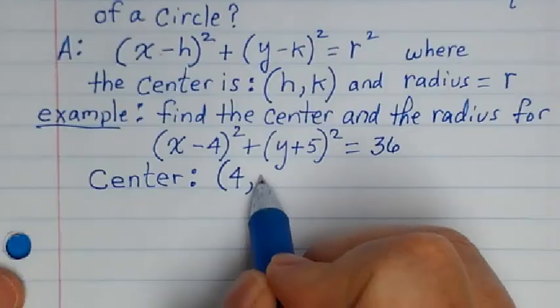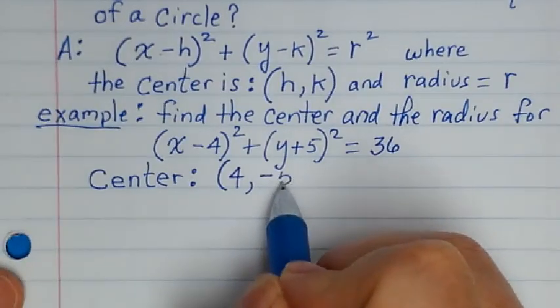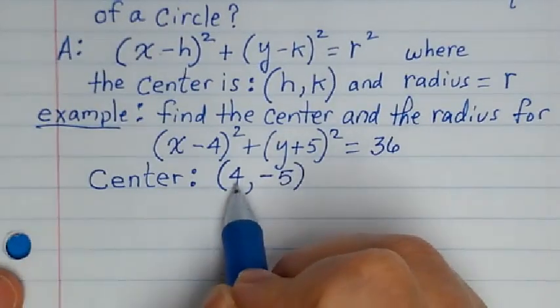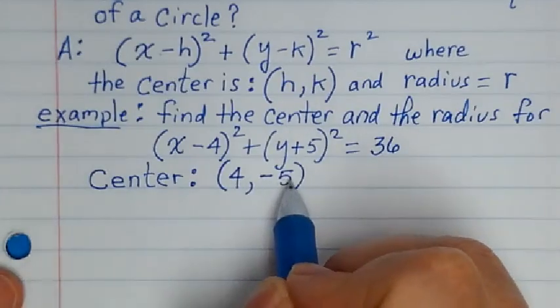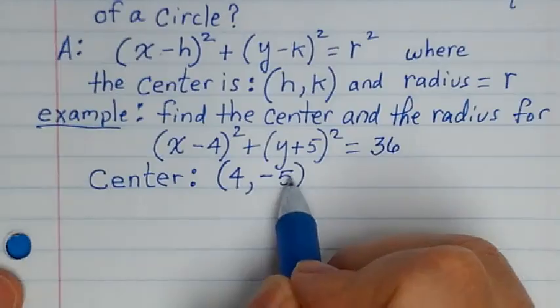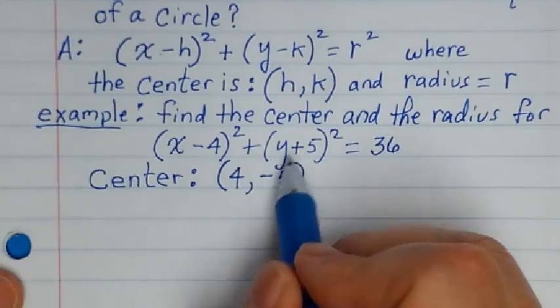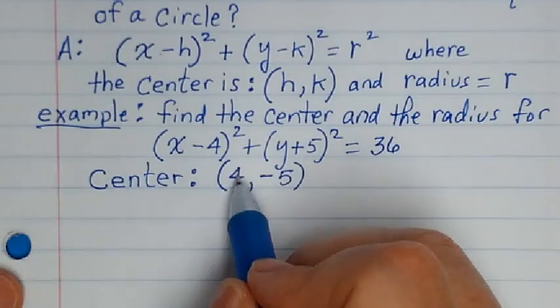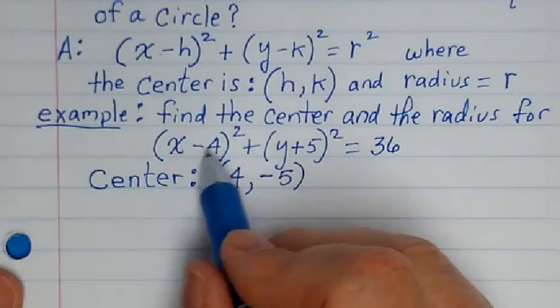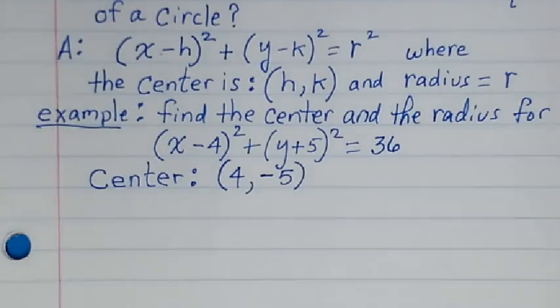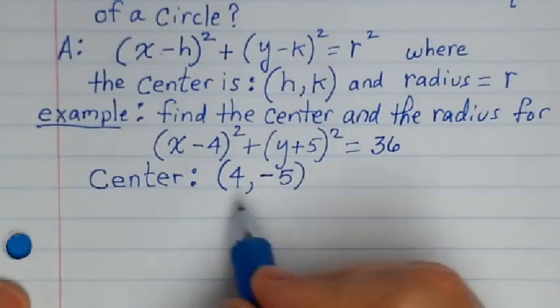So the center has an x and a y, but notice that the y value of the coordinate is the opposite of whatever is inside the quantity. And notice the x coordinate is the opposite of whatever is in the x quantity. And it will always be like that, and it never ever changes. Now, that's how you find the center.